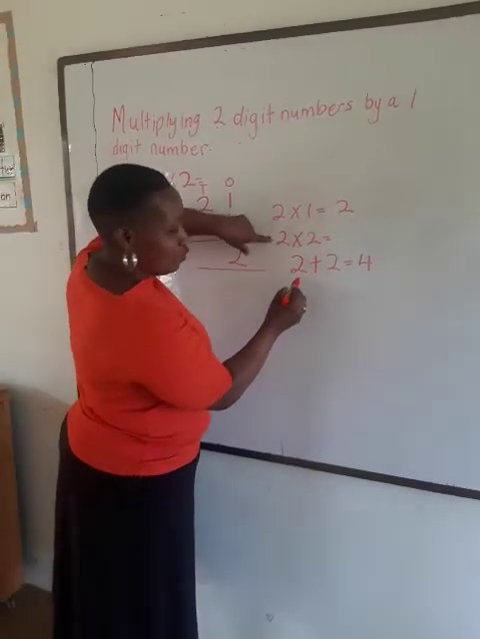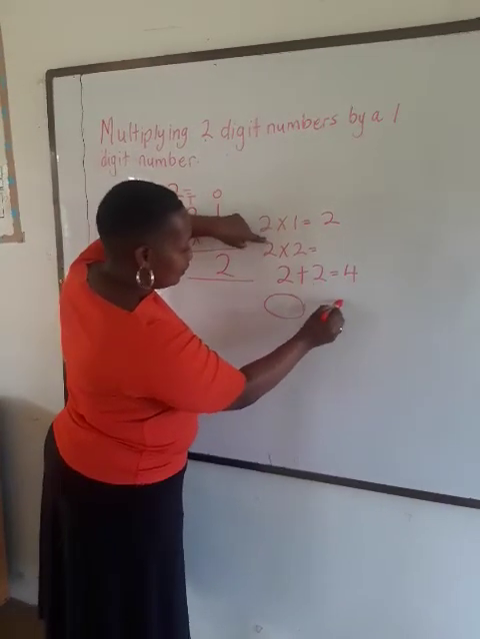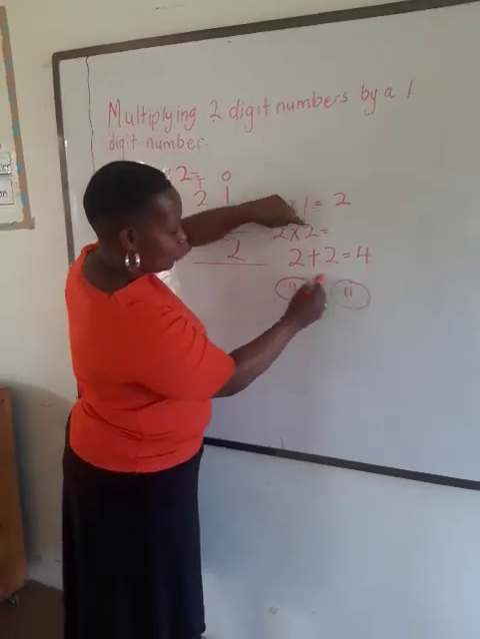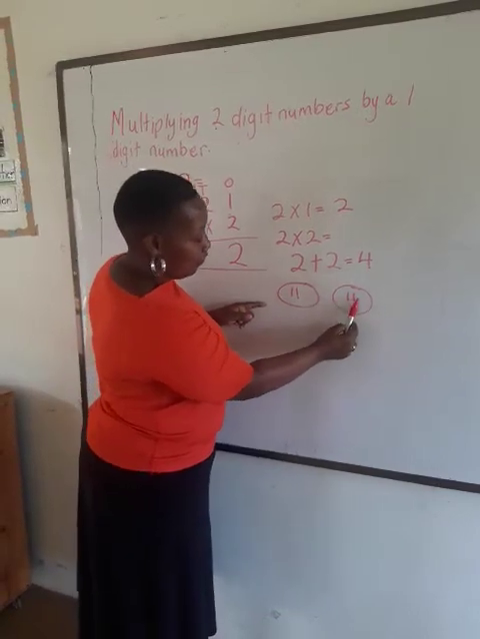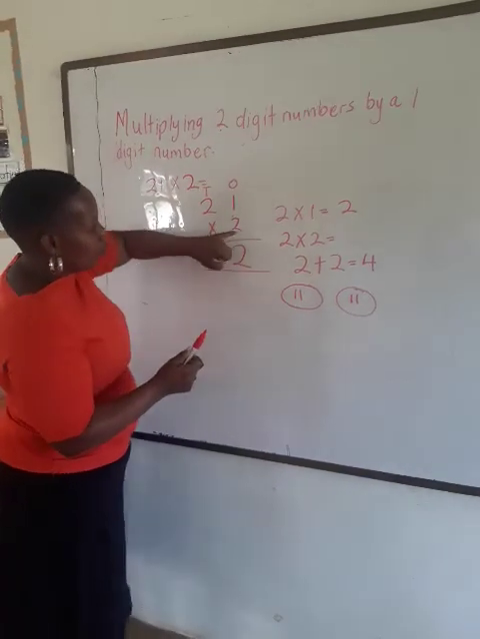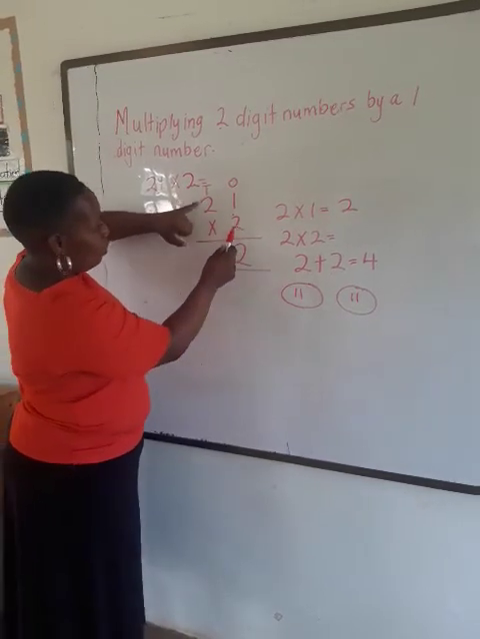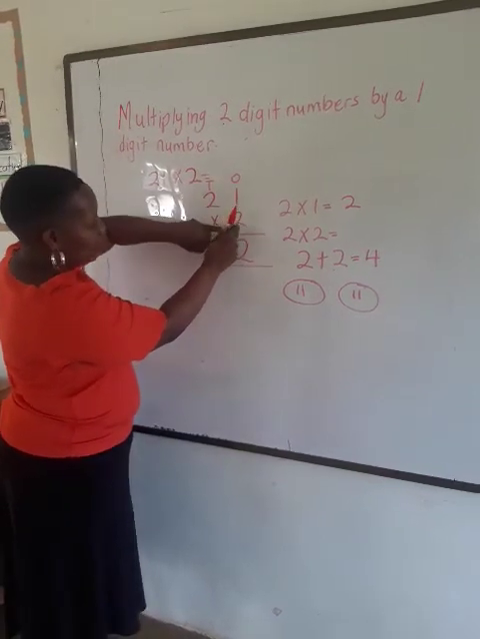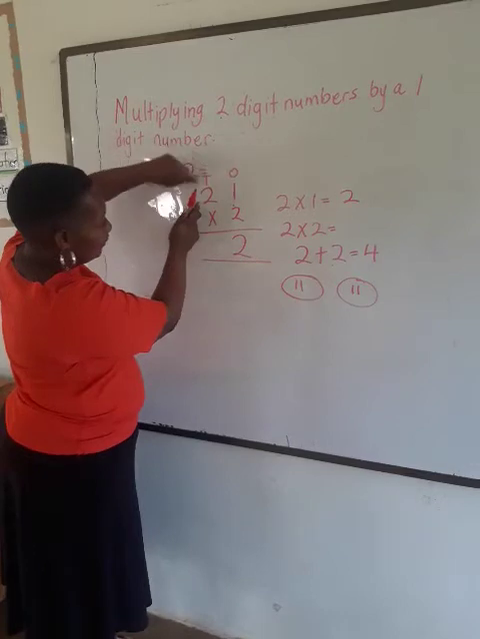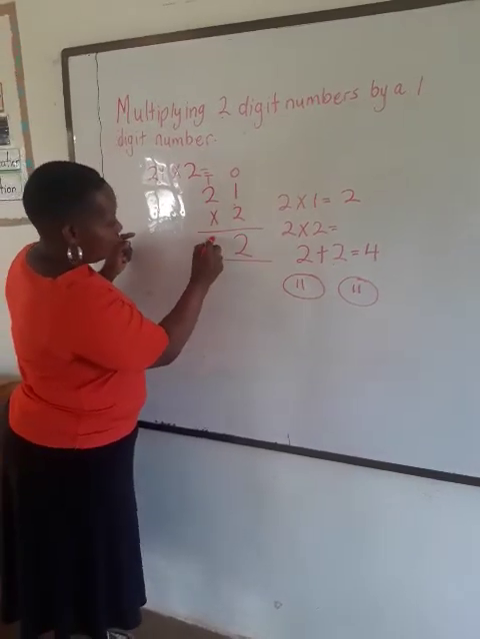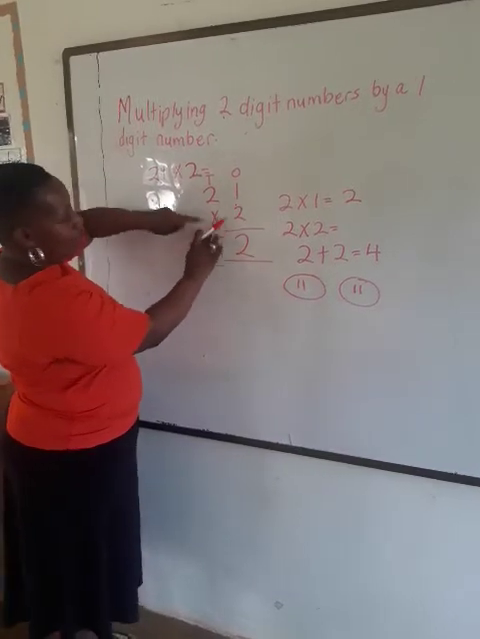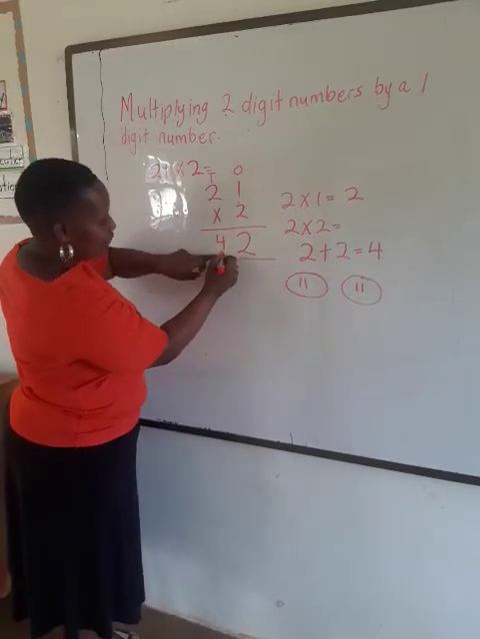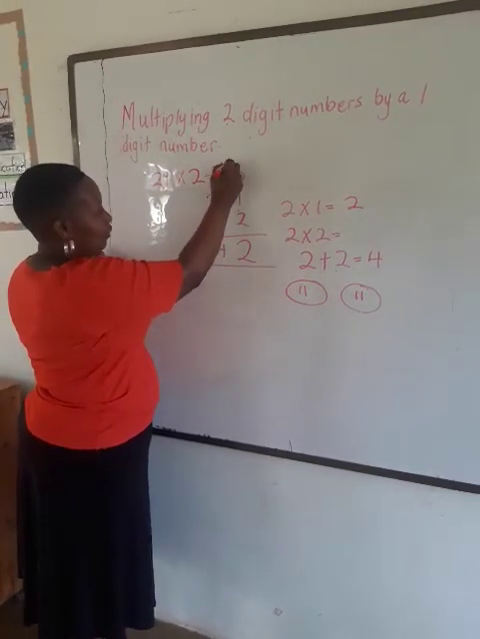Or you can draw 2 big balls, and inside the 2 big balls you write 2 sticks. After you count them, 1, 2, 3, 4. So 2 times 2 is a 4. You write the answer under the tens column because 2 times 2 tens will give us a 4. So you write the 4 under the tens column. So 21 times 2 gives us 42. Write it up there.